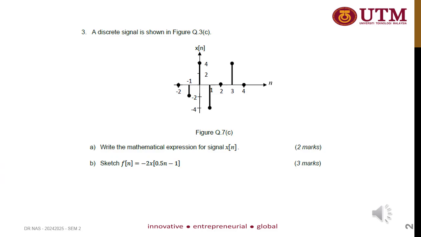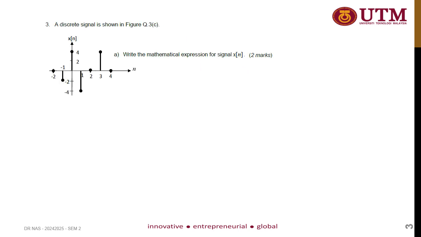Now let's have a look at an example of a discrete time signal. This is from a past year's test or exam. A discrete signal is shown in figure Q3C. From this figure, you need to write down the mathematical expression for signal x[n]. So the x[n] is representing the discrete signal.